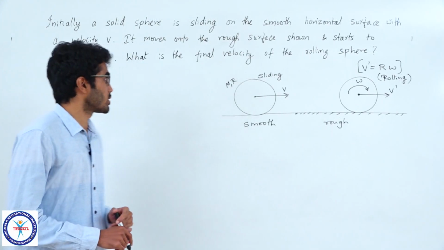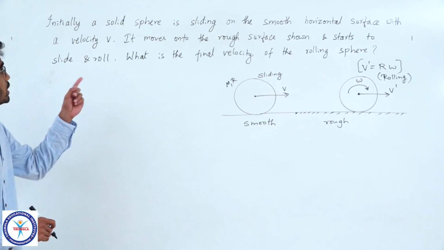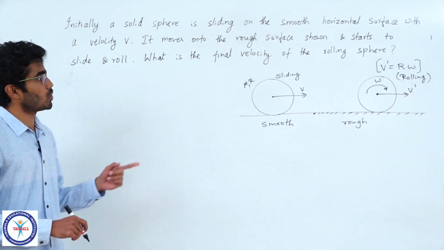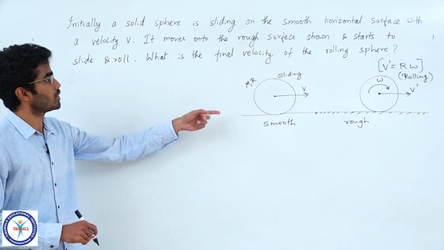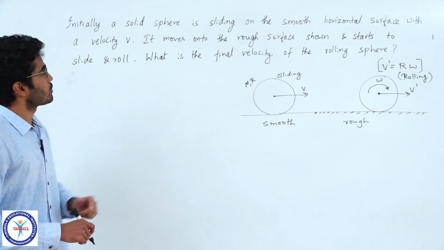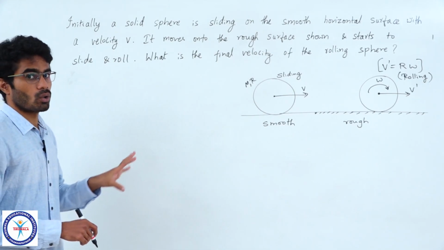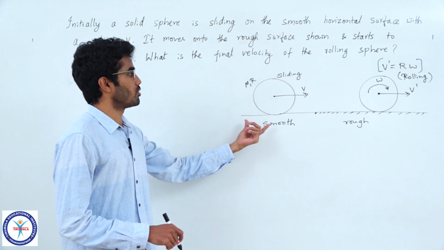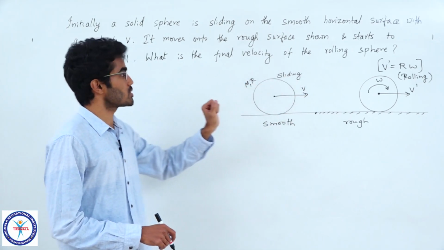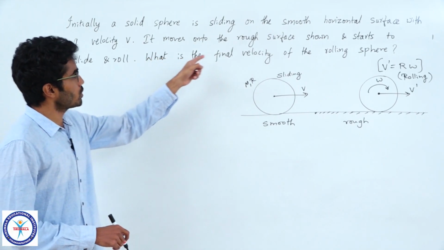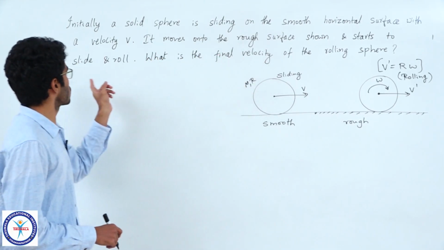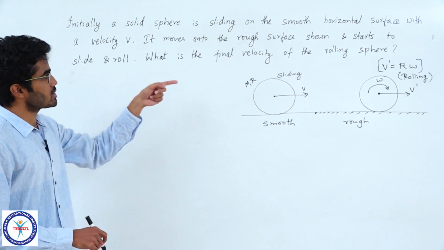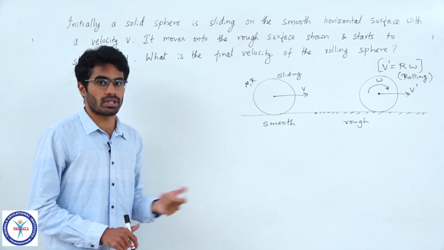So, let us read the question. Initially, a solid sphere is sliding on the smooth horizontal surface shown here with a velocity v. It is sliding, it has no rotation, it is just sliding on the smooth surface. It is possible. Without friction, it can just slide on the surface. Now, it moves on to the rough surface shown and starts to slide and roll. What is the final velocity of the rolling sphere?